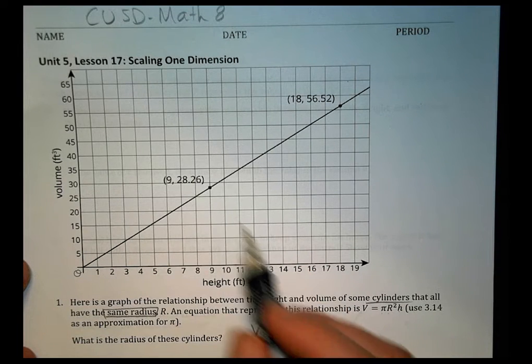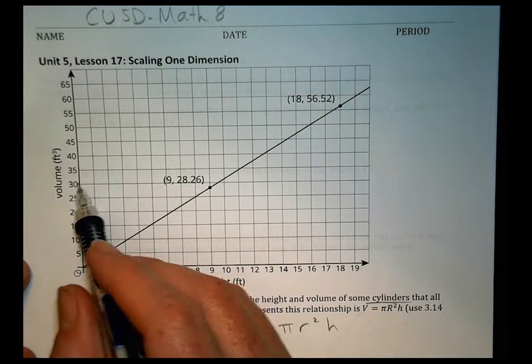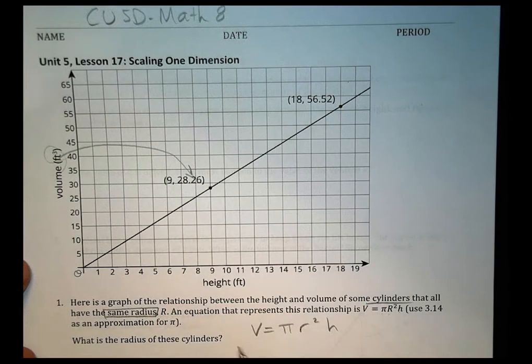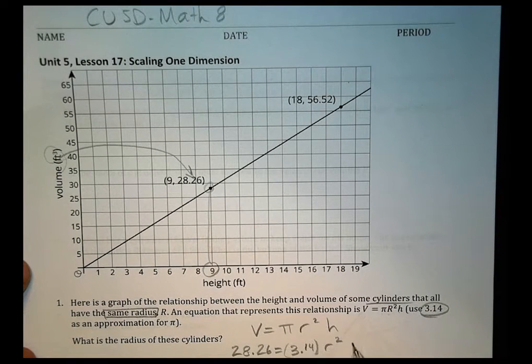If we look at the graph up here, they're giving us information. So for example, we have a volume. That's going to be the second number right here. This is our volume amount. So we could substitute the volume, 28.26 for the V. It's said to use approximation for pi, so pi becomes 3.14. We're trying to find the radius, so we'll leave that r squared. And we notice that for this point here, we have a height of 9.